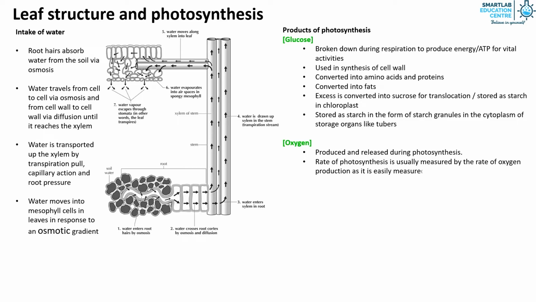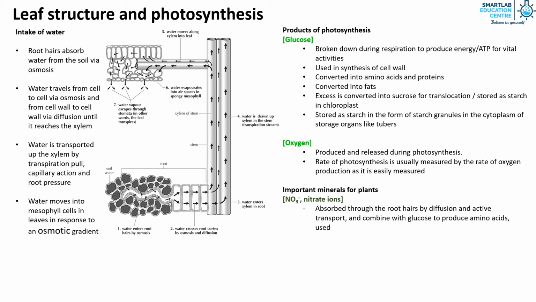Lastly, we will end this video by looking at the important minerals for plants. Nitrate ions are absorbed through the root hairs by diffusion and active transport, and combine with glucose to produce amino acids that are used to make proteins. Magnesium ions are soluble in water and are absorbed through root hairs by diffusion and active transport, used to make chlorophyll.